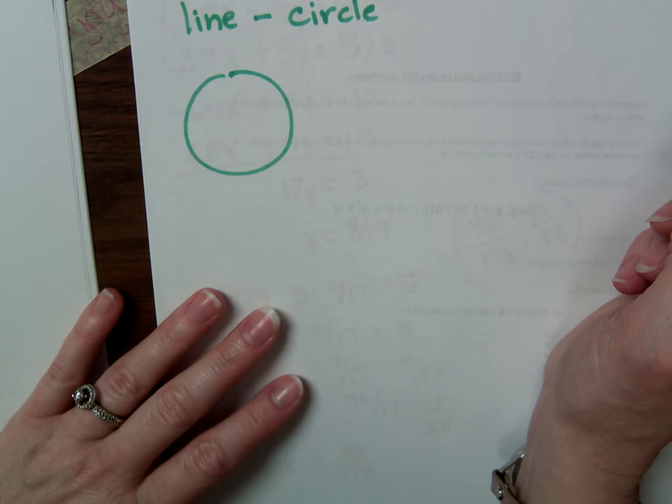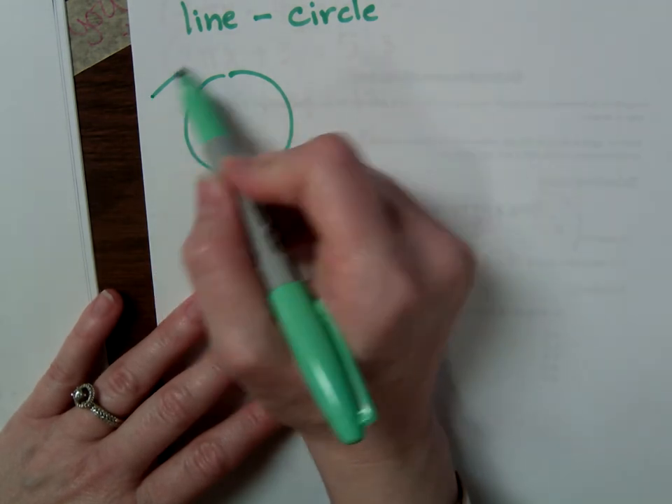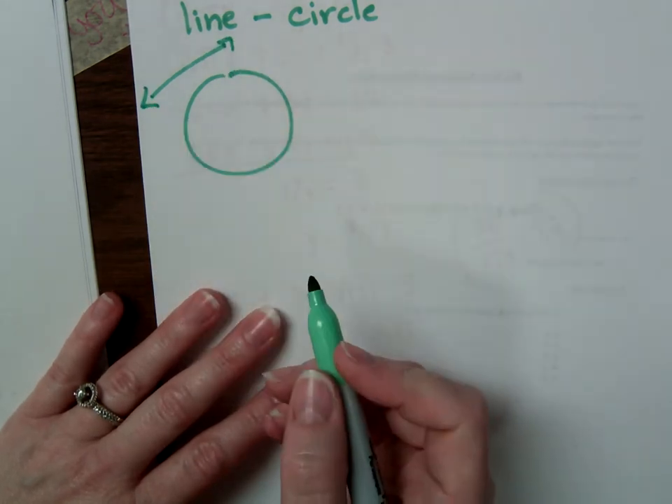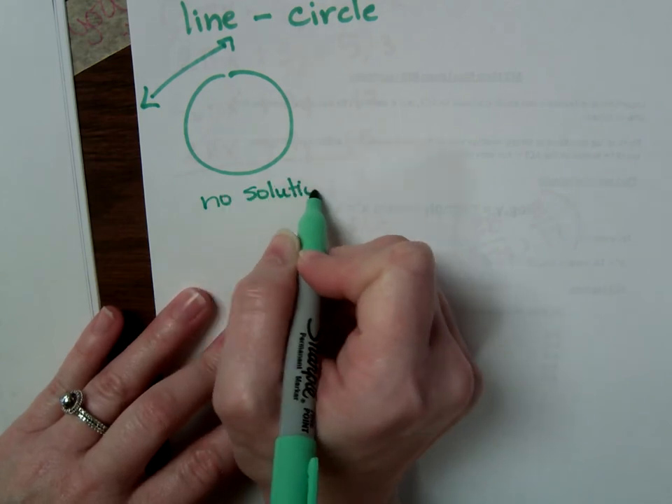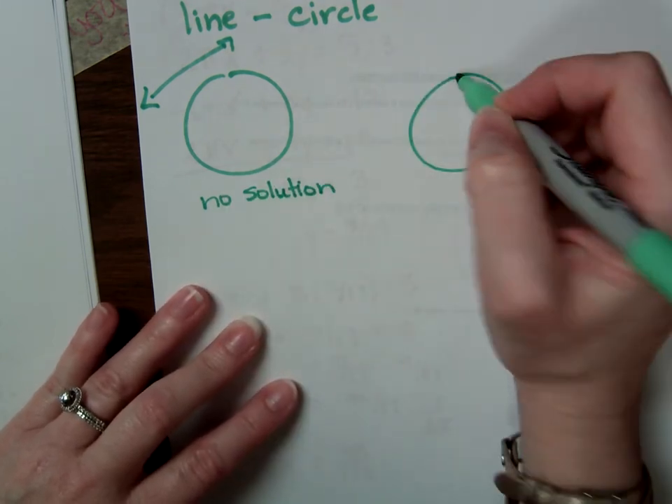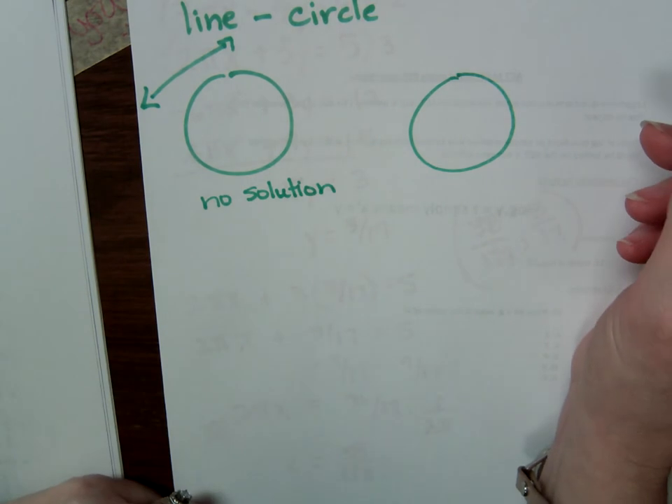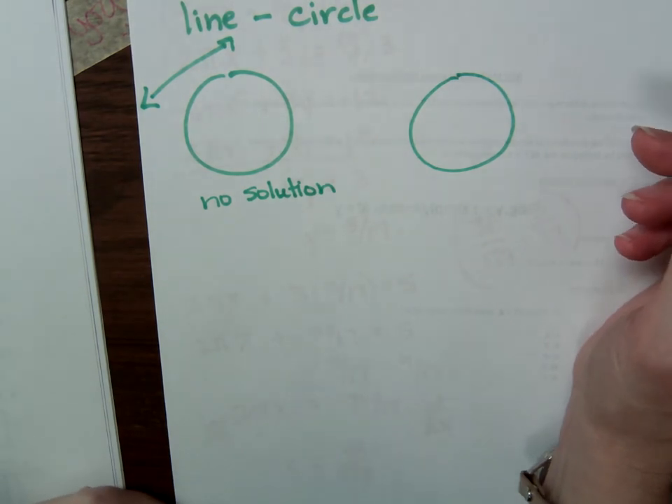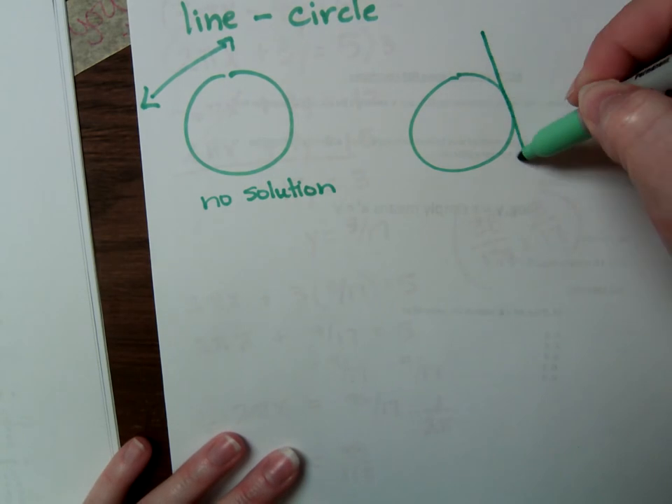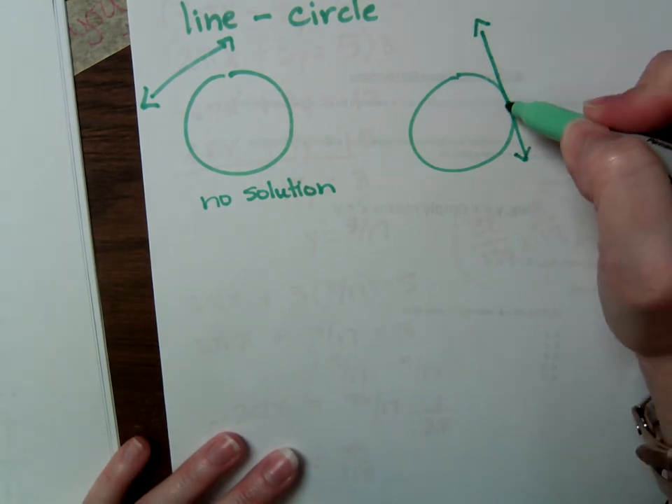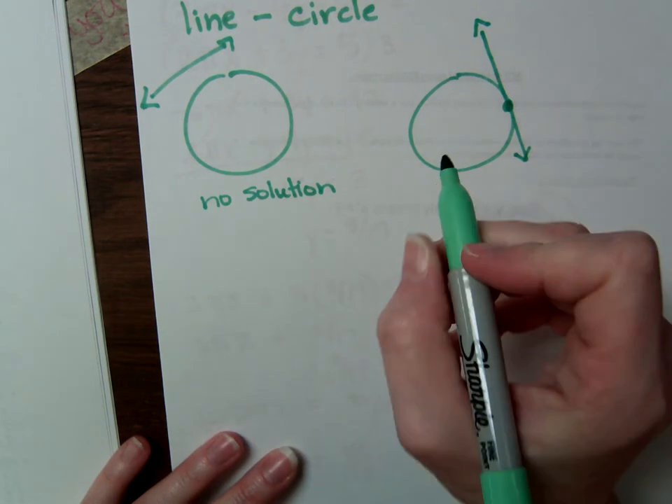Does it have to touch? No, it could be like out here, right? Those don't touch. So it could have no solution. Could it touch just once? Yeah, it could be like, that's called tangent. You remember that? So it could have one solution.